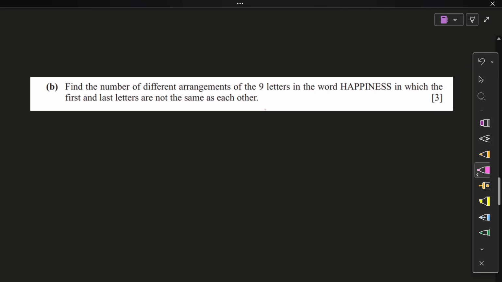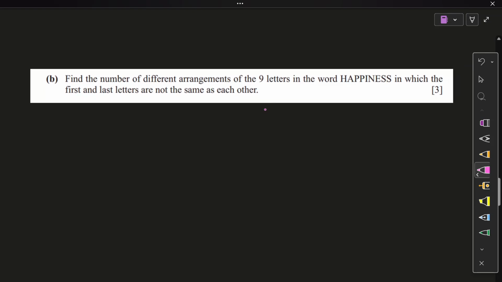Okay. Part B. Read up while I get some water. Please keep yourselves hydrated throughout.